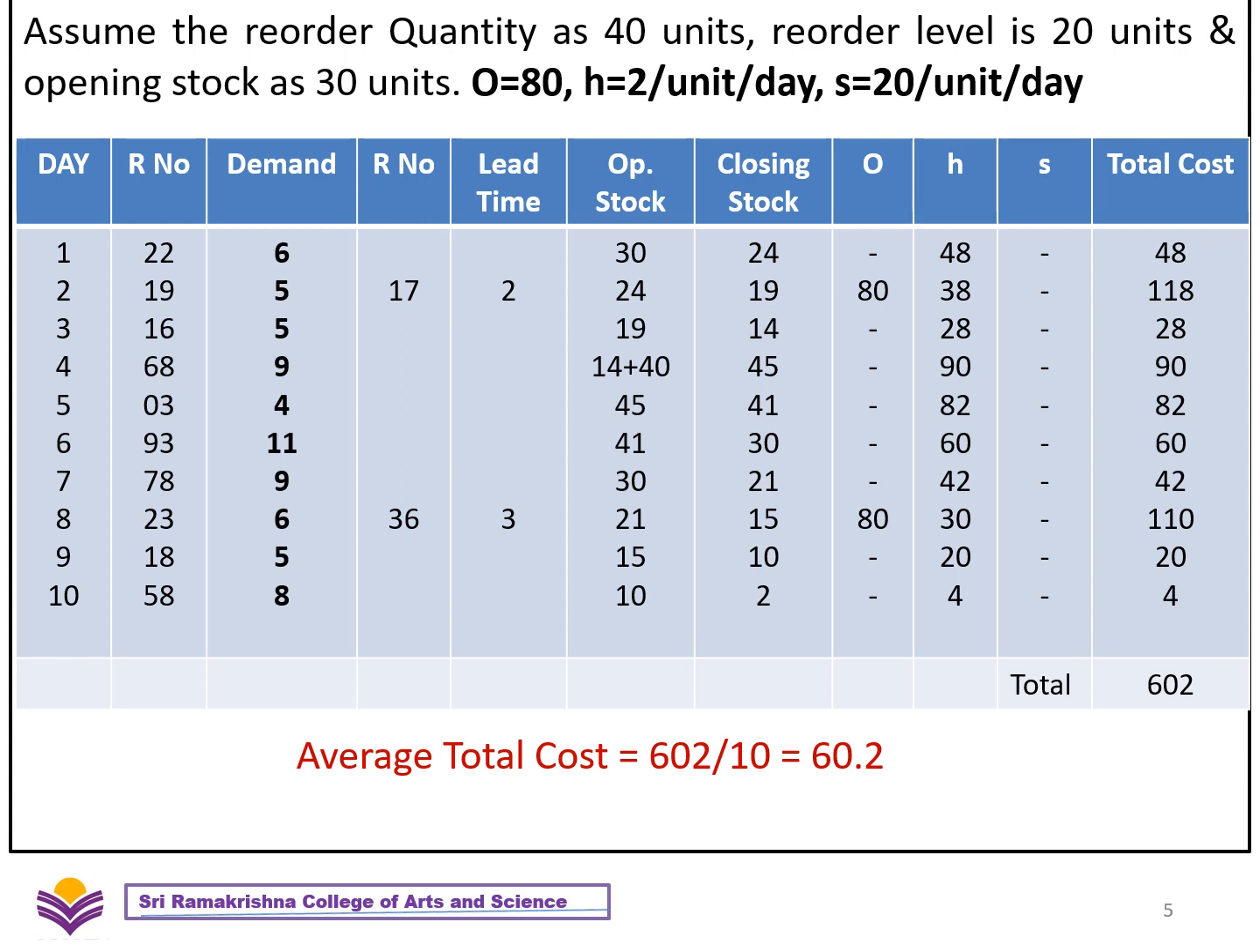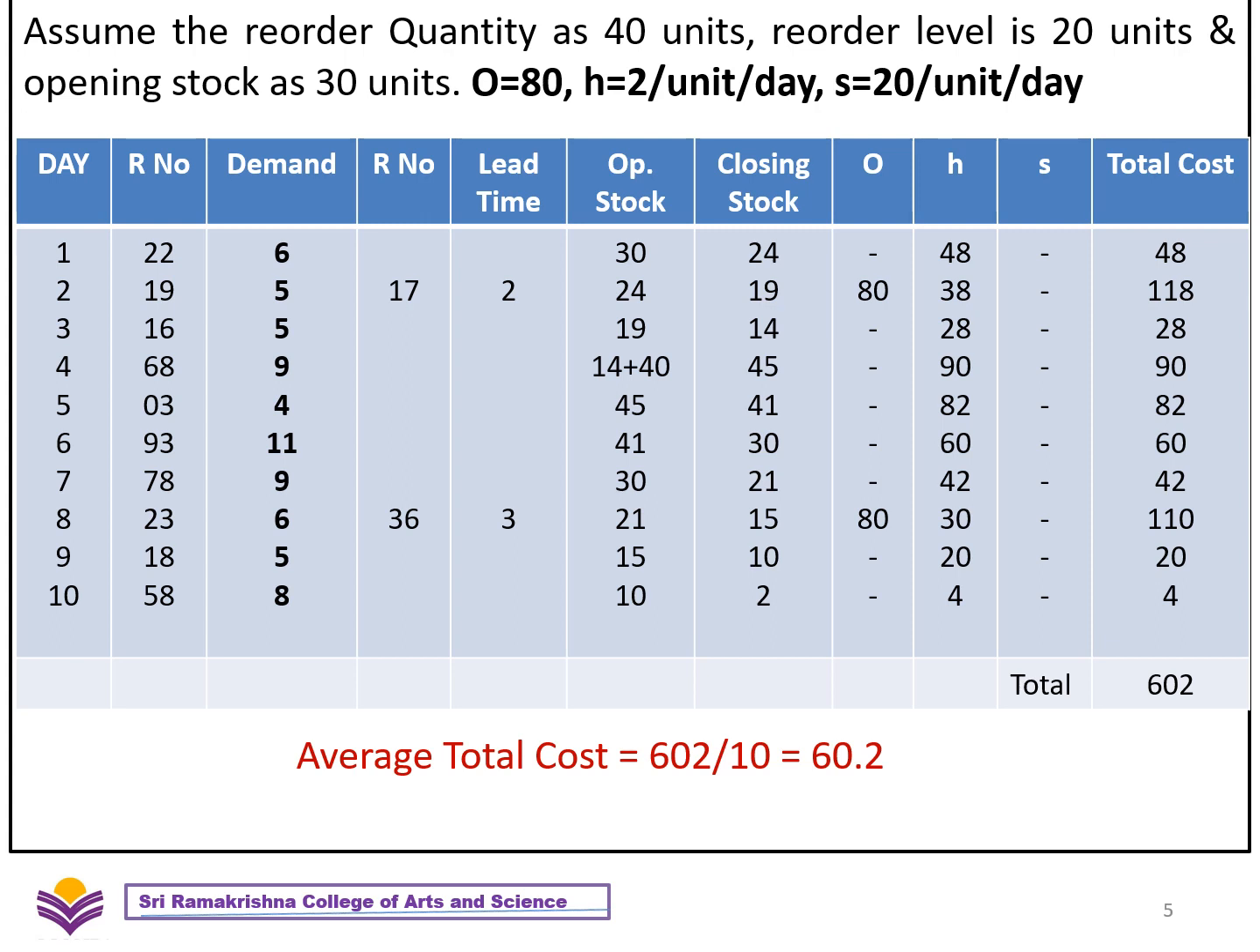So we start with the opening stock of 30. First day we start with the opening stock of 30. There is a demand of 6. So the closing stock becomes 24, 30 minus 6. Since closing stock is 24, which is above 20, we are not going to place an order here. So there is no ordering cost, and this 24 units we are going to take to the next day.